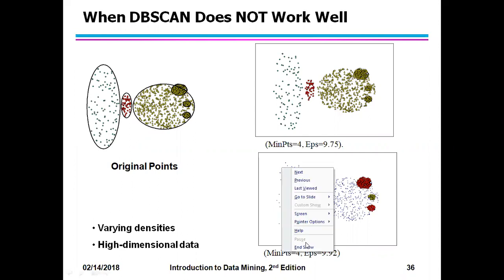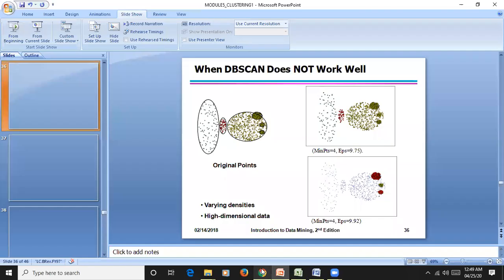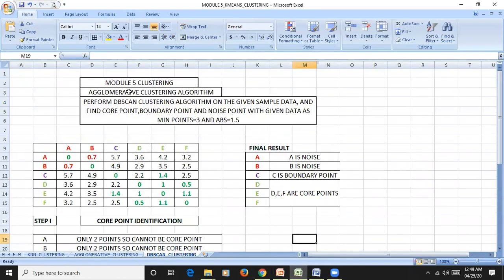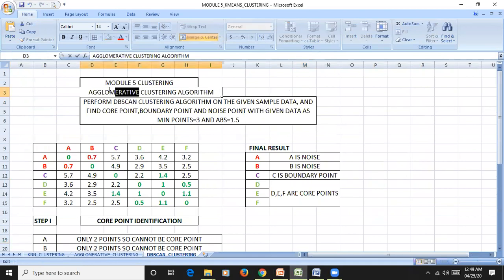I'll just take an example and let you know. Just go back to an example here. You can just come across DBSCAN. That was a copy-paste work, what I have done here. It is DBSCAN.